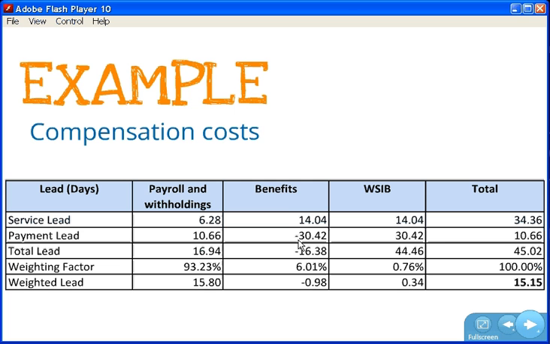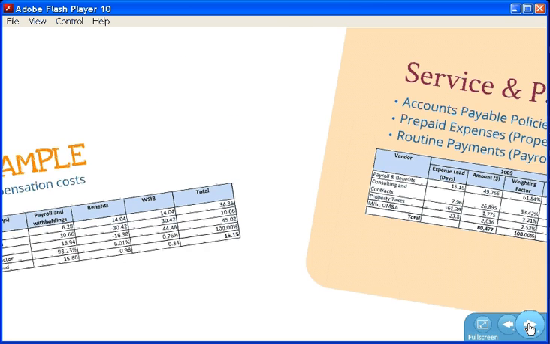So in this case, the benefit is a negative lead, which basically means you've paid for it before you receive the service. Again, there's also some weighting with respect to the different leads in this case, and that should be proportional to the actual dollar amounts of payroll, benefits, and other compensation.